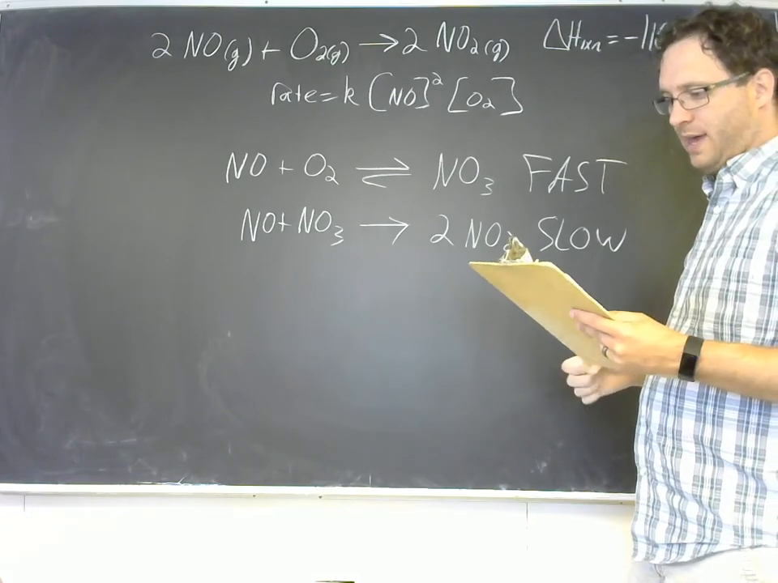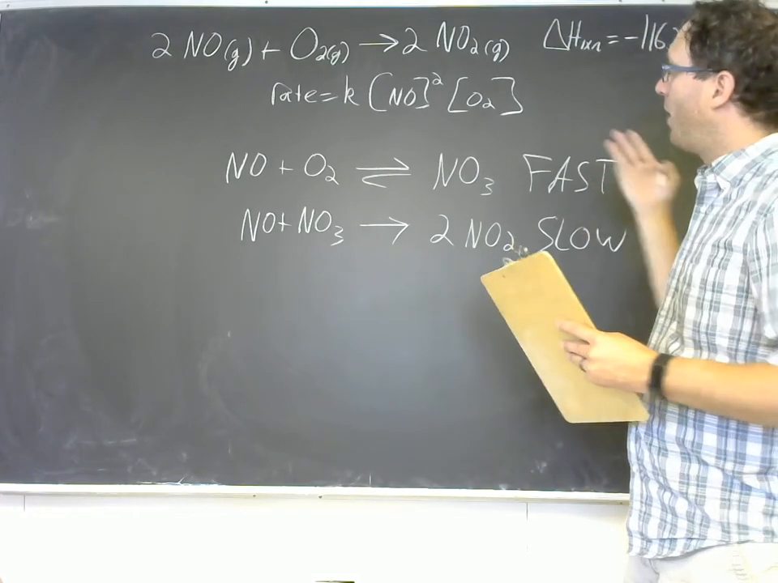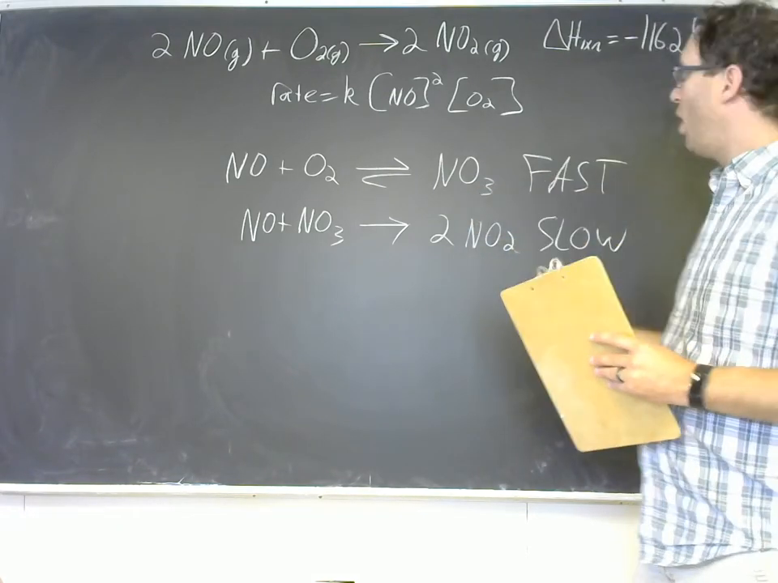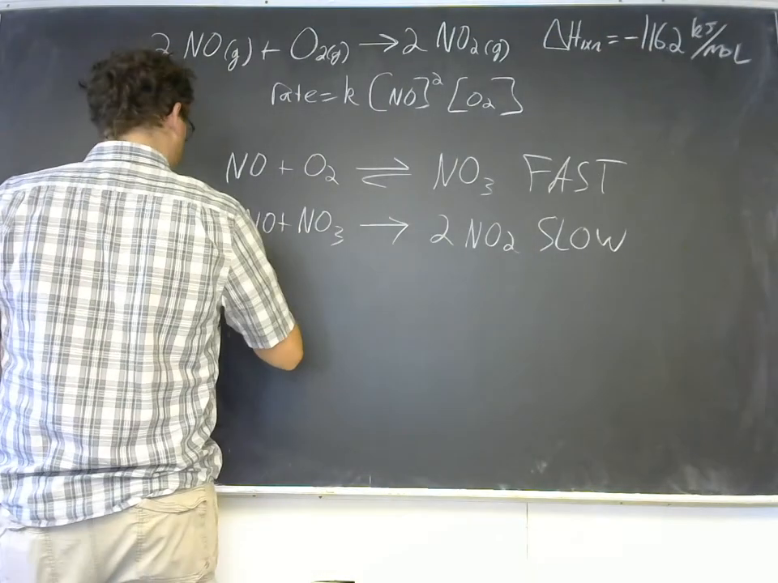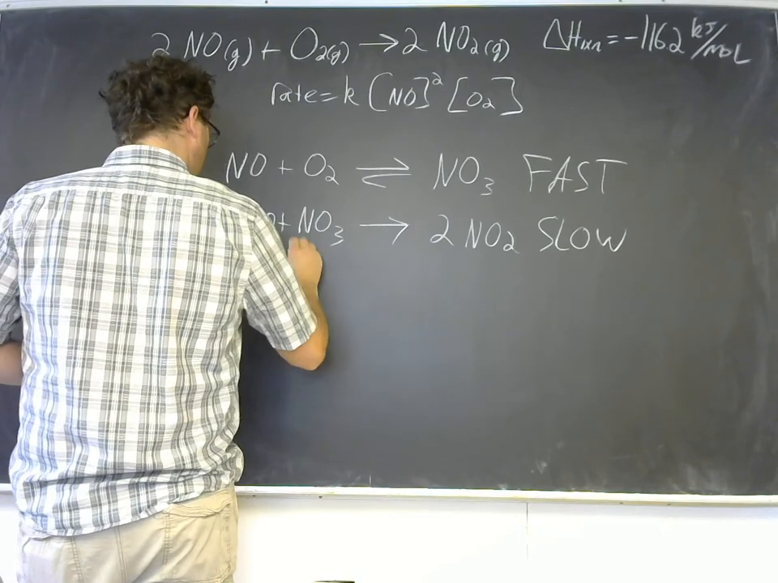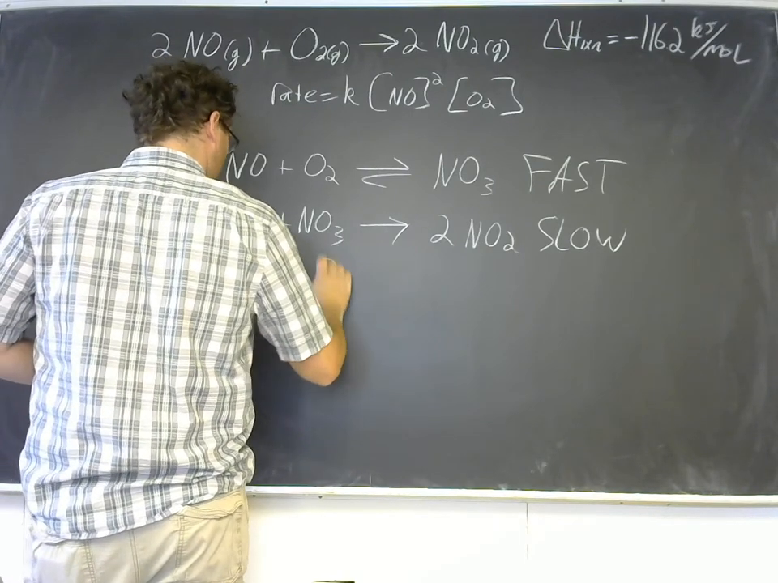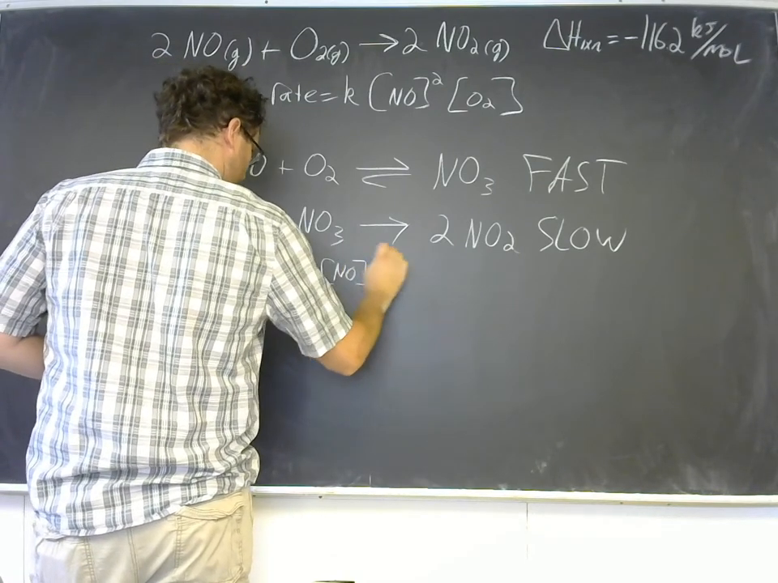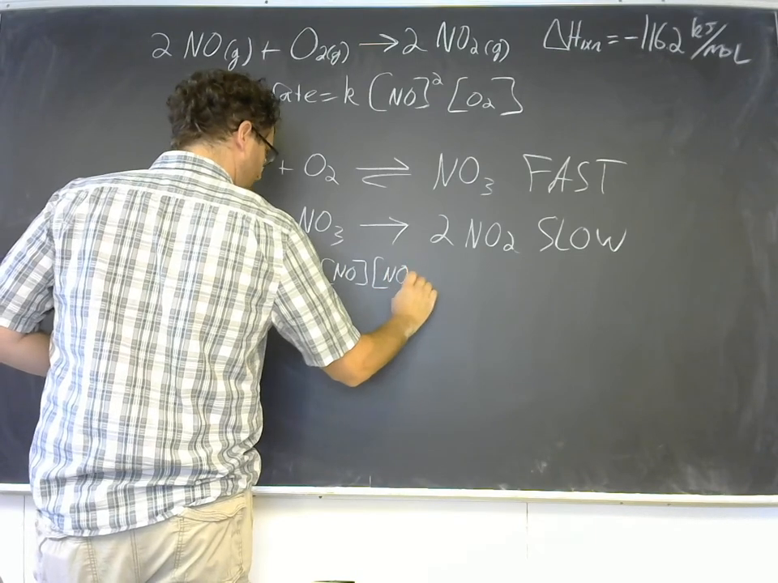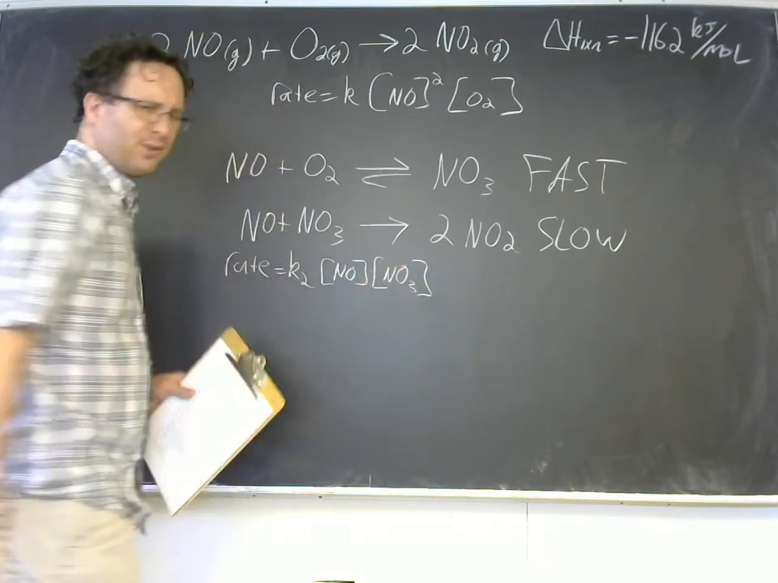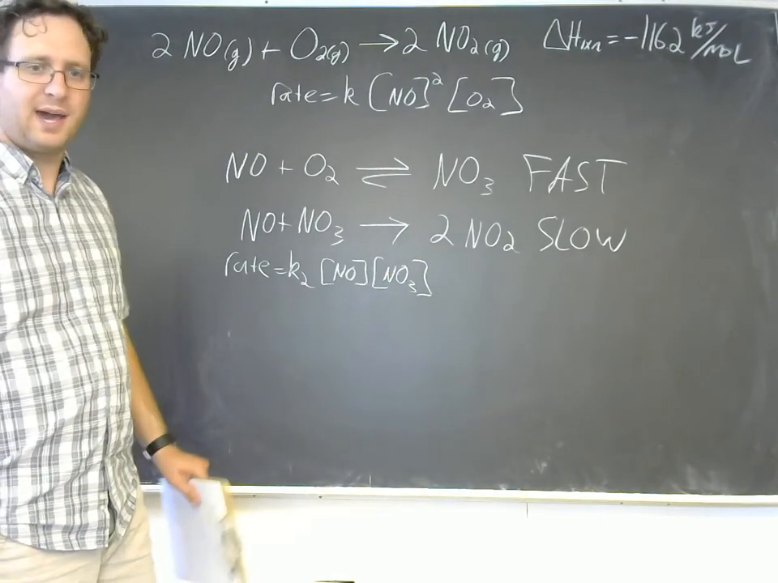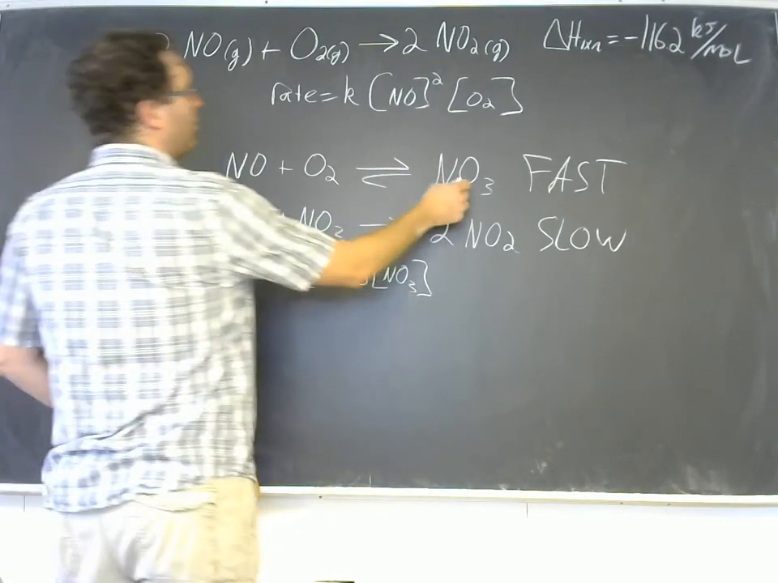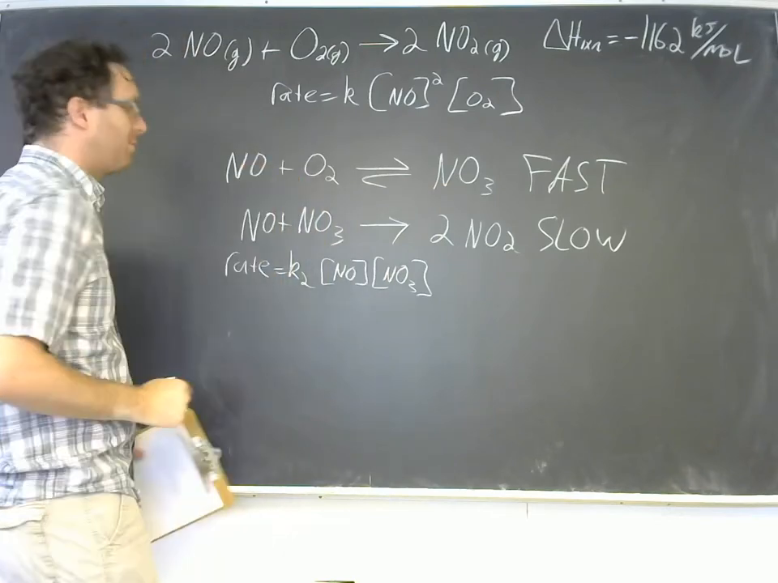And then what is going to be the predicted rate law based on this mechanism? Well, let's look at the slow step. It would be rate is equal to k2 times the concentration of NO times the concentration of NO3. Only NO3 is an intermediate, and so we don't know its concentration and we can't measure it. Thankfully, NO3 is a part of an equilibrium in the first step.